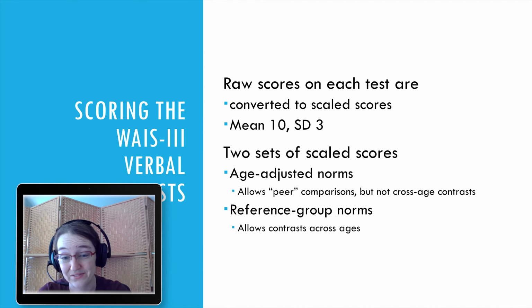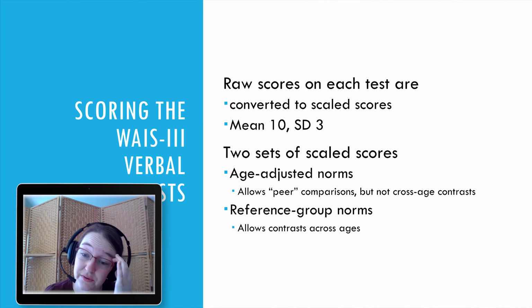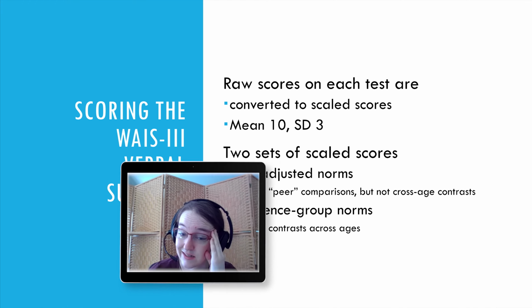Now, obviously, the average younger kid is going to score below average on the reference group norms, because they're just younger relative to adults. So like a 15-year-old versus a 35-year-old: an average 15-year-old is going to score at average for the age-based norms, so they'd have a score of 10 in the age adjusted, but below 10 in the reference group. And so that's why it's really important to know and think about your reference groups so that you can have that context.